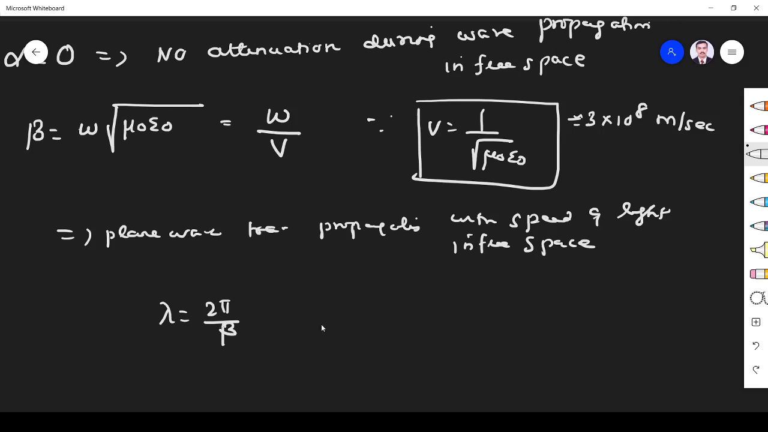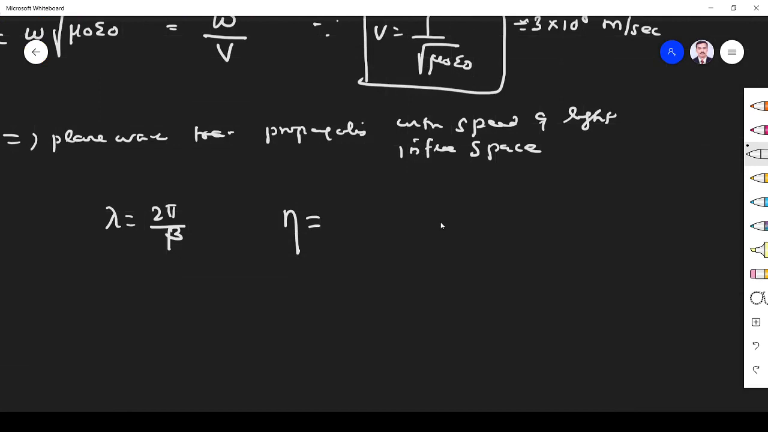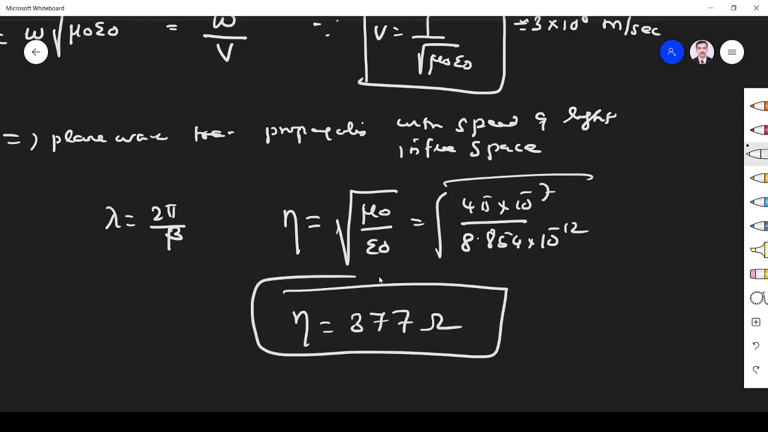What is the eta value? That is the intrinsic impedance when a wave is traveling through free space. Again, you see sigma is 0, mu is mu naught, epsilon is epsilon naught. So j omega cancels, and the intrinsic impedance is given by root of mu naught by epsilon naught. Mu naught is 4 pi into 10 power minus 7, and epsilon naught is 8.854 into 10 power minus 12. If you simplify this, you will get an impedance of 377 ohm. This is called intrinsic impedance.